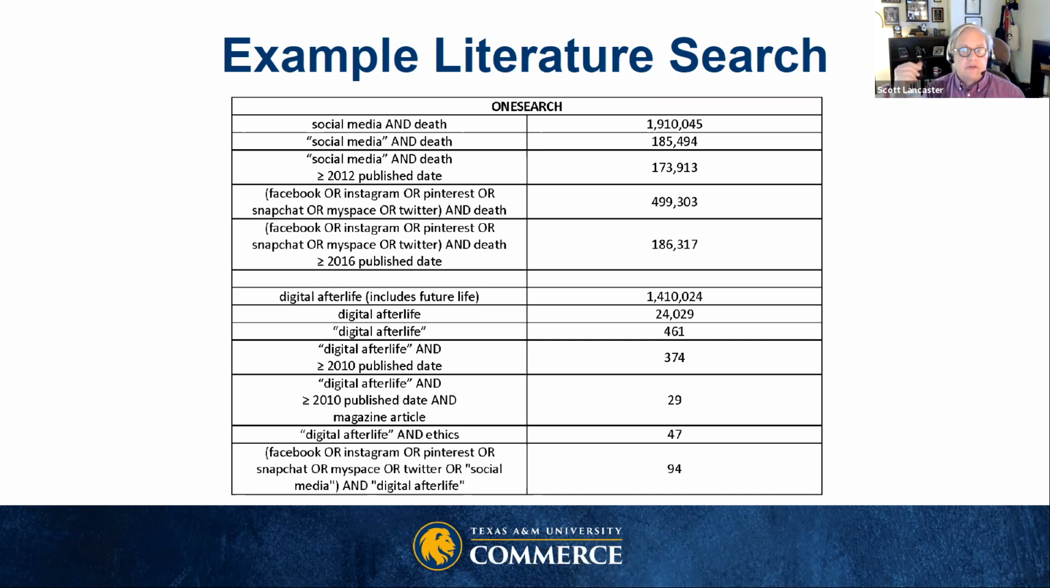Then you narrow it down to under 200,000. So you can see that's a very significant focus. You've cut that down quite a bit. Further, if you narrow it down to only articles that are published including and after 2012, you narrow it down a little bit more. And then you broaden it when you, instead of using social media, you use all of the different types of social media that are the main types.